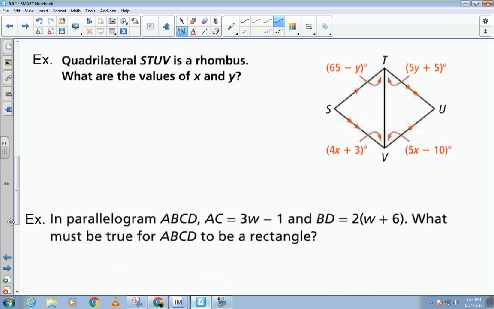Quadrilateral STUV is a rhombus. So we know it's a rhombus. What are the values of x and y? Well, this is going to be a rhombus. What's the truth? The opposite angles have to be bisected, right? So those two have to be equal as well as those two, right?